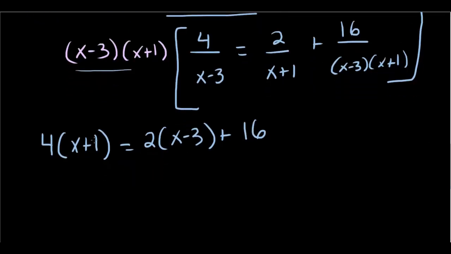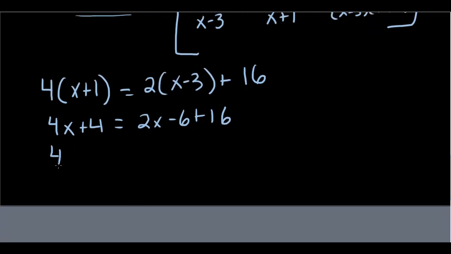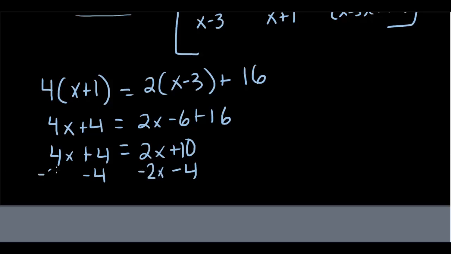So now I have a simple equation. So I'm just going to distribute the 4. So it's 4x plus 4 equals 2x minus 6 plus 16. We combine like terms. So it is 4x plus 4 equals 2x plus 10. Then we're going to subtract 4 from both sides, and I'm going to subtract 2x from both sides as well.